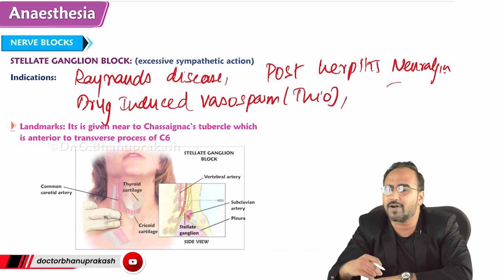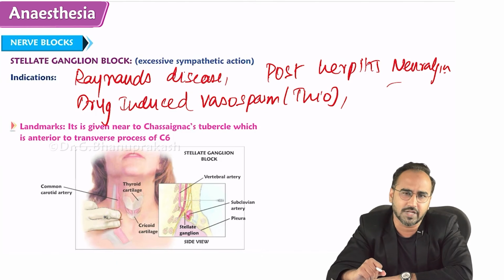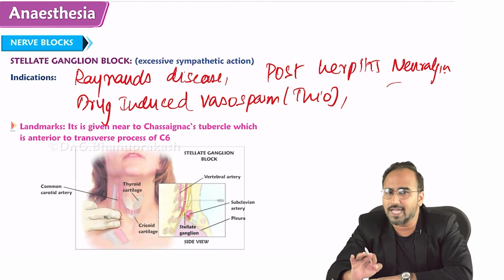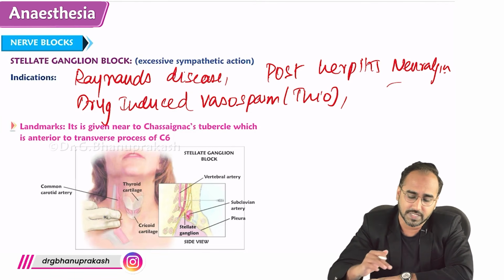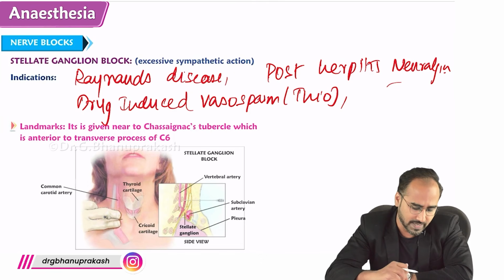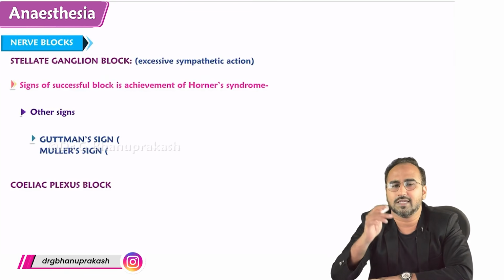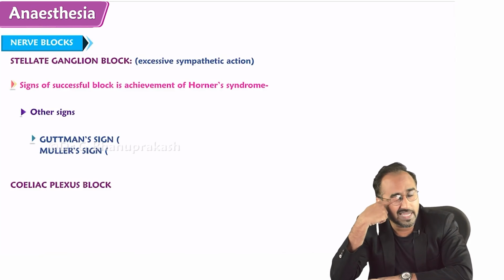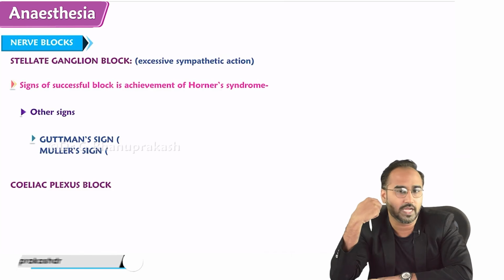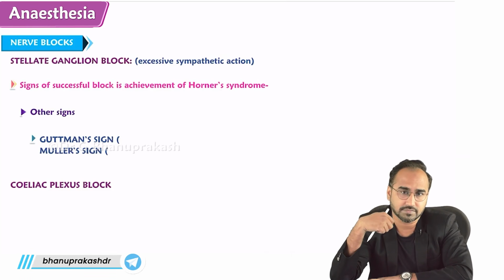Once you have given the local anesthetic, how will you come to know that you have achieved a successful stellate ganglion block? The signs of achievement of a successful stellate ganglion block, that is very important guys. In total, you will see 3 signs. One is the eye sign, other is the ear sign, last is the nose sign.